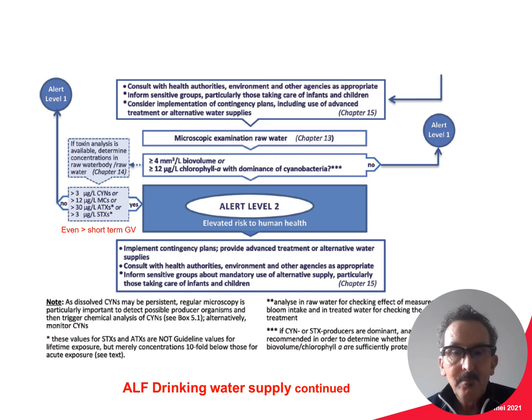Then there are various actions you would need to take at level 1. Consult with the local health authorities, inform sensitive groups, consider implementation of contingency plans, including use of advanced treatment or alternative water supplies. You continue to do microscopic examination of the water. If you then start to exceed the next level, which is here 4 millimeter cubed or 12 micrograms of chlorophyll, you scale up to level 2, which is an elevated risk to human health.